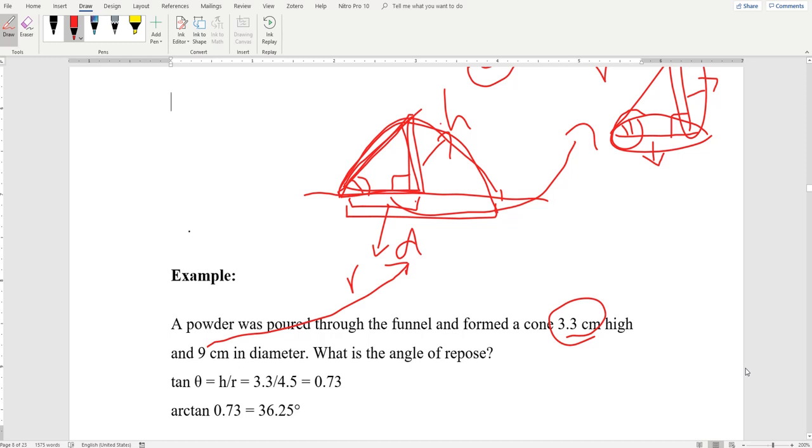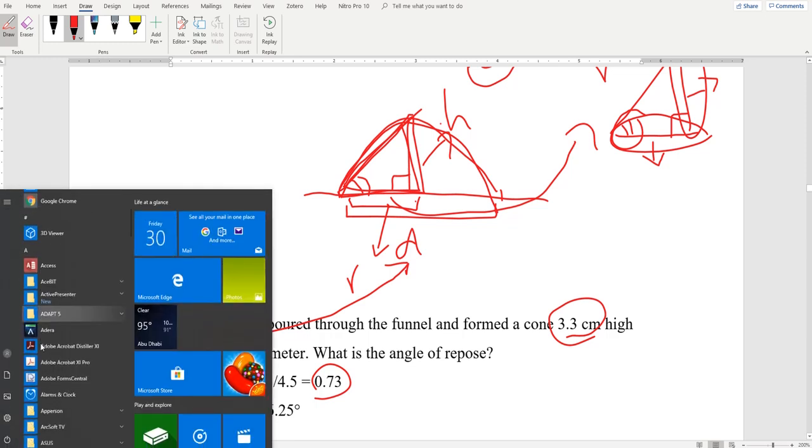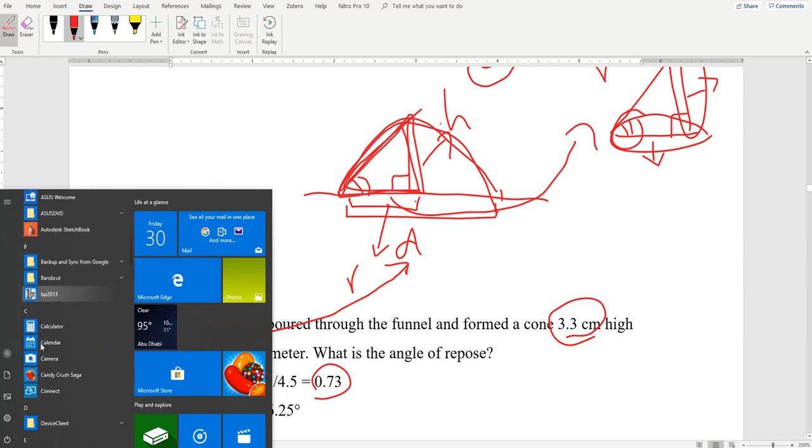So I have 3.3 divided by 4.5, and this will give me tan theta. It will give me 0.73. Okay, how do I get the angle? Go to arctan and you will get the angle.